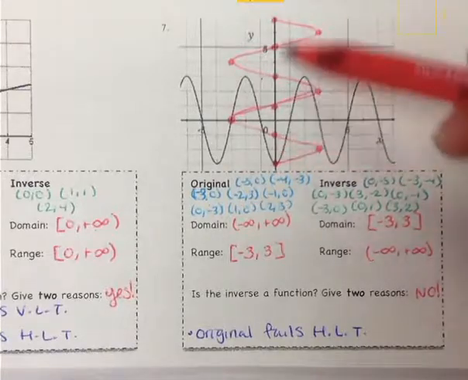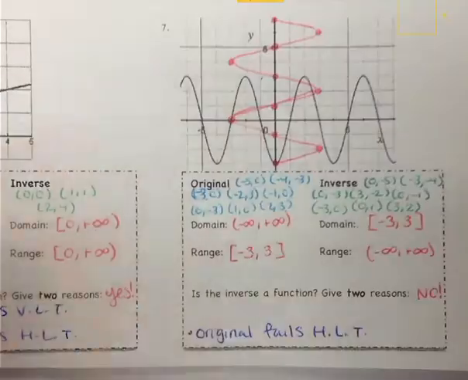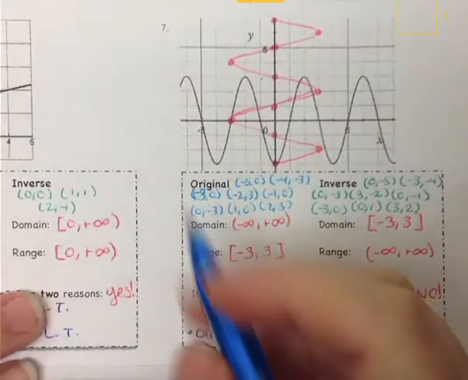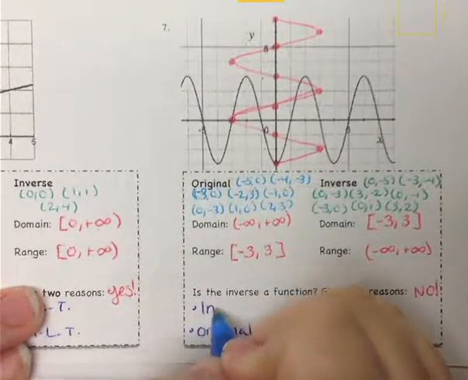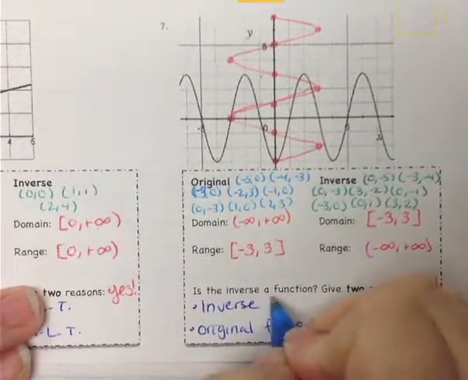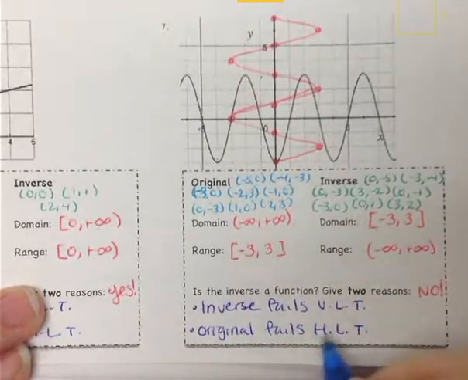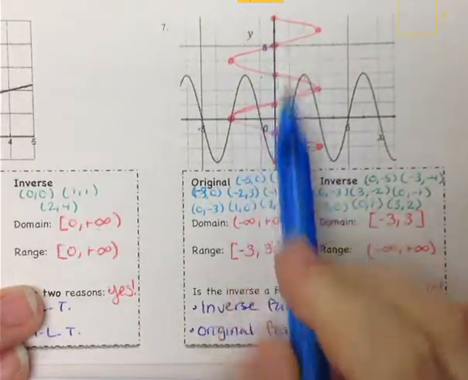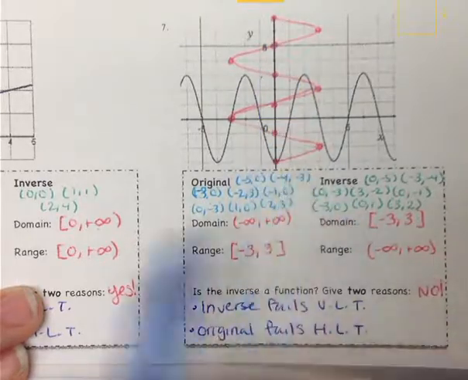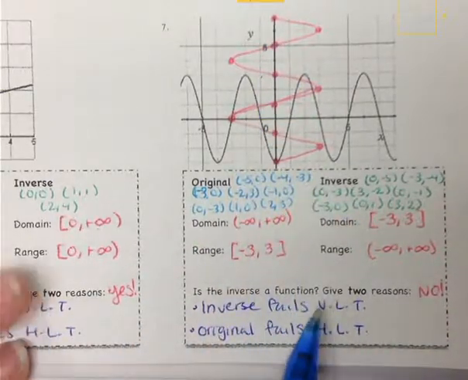This red graph will not pass the vertical line test. So the inverse graph itself fails the vertical line test. We already knew it wasn't a function, but we can confirm that because the red graph is not going to pass the vertical line test. So that is not a function.